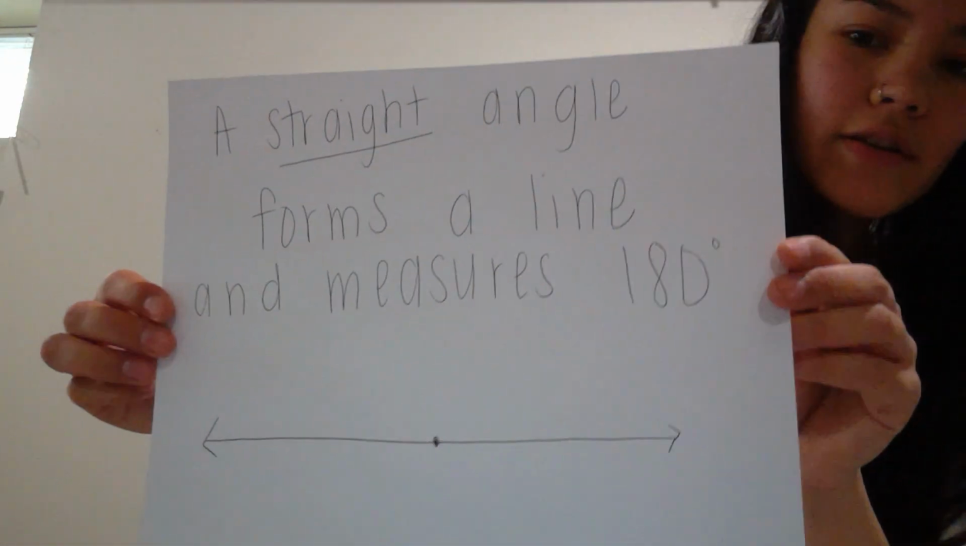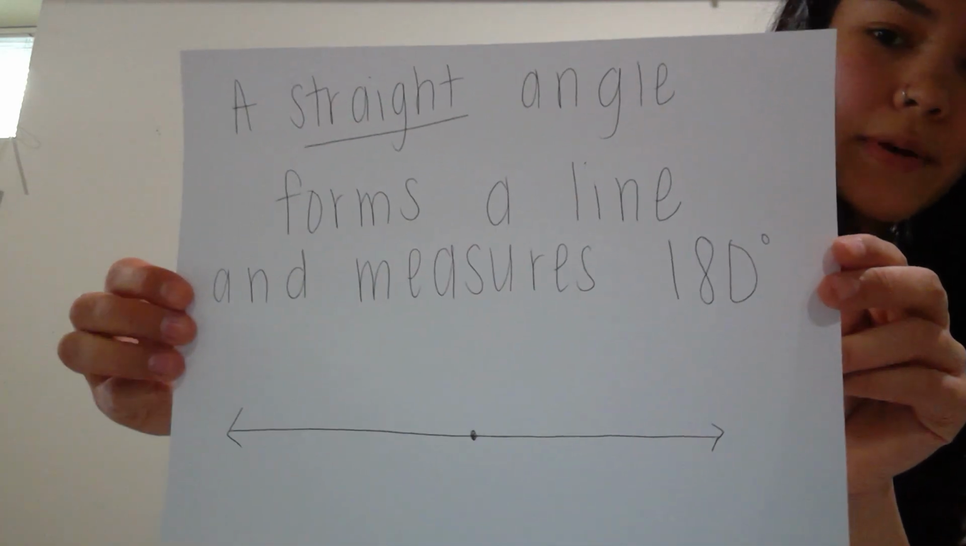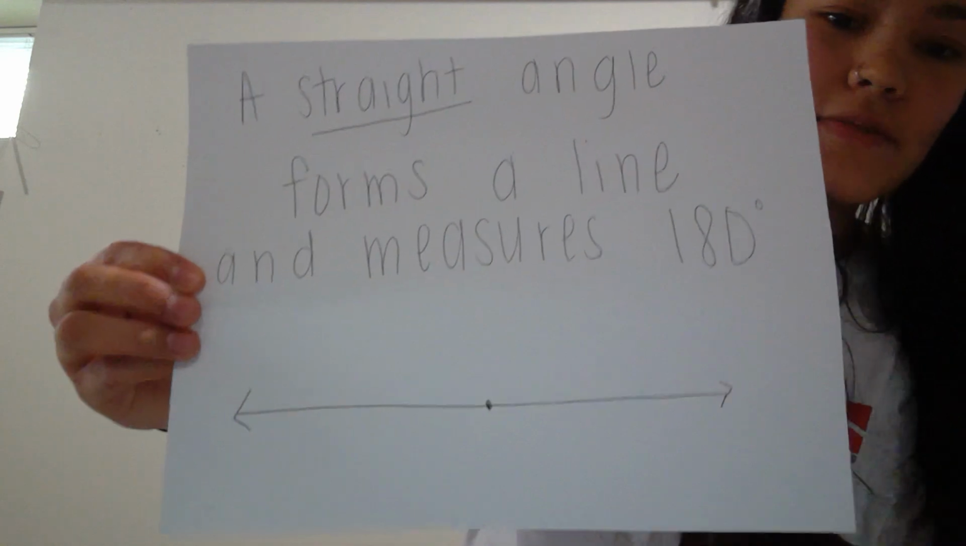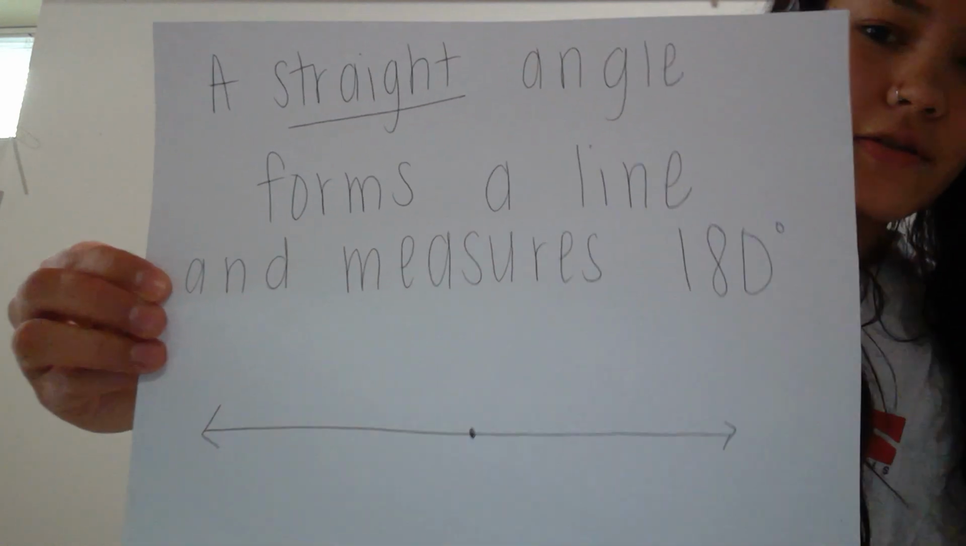Okay, the next type of angle is a straight angle. And this one's easy to remember because it forms a straight line just like this, and this measures 180 degrees.